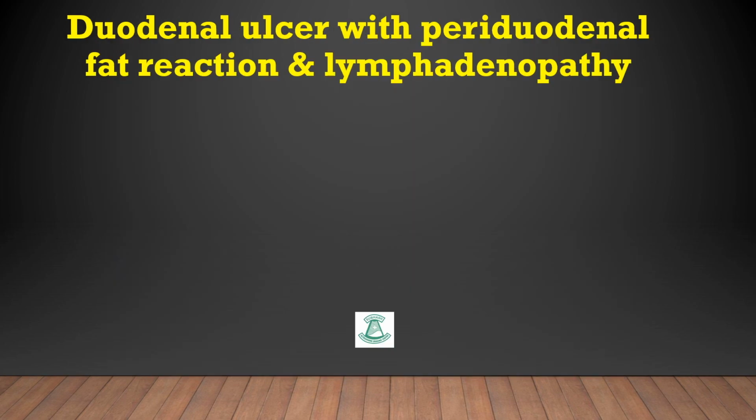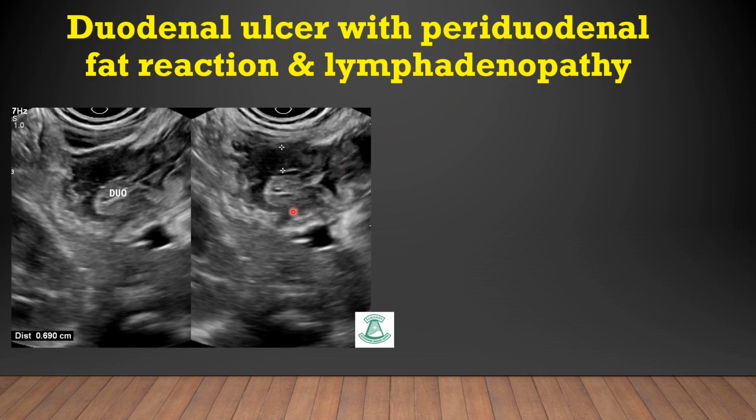Now this is another case showing duodenal ulcer with periduodenal fat reaction and lymphadenopathy. These are two images of the duodenum showing anterior wall thickening, hypoechoic thickening, and the thickening is measuring about 6.9 millimeter as shown between the cursors. The white arrow is well detecting the thickening of the duodenal wall.